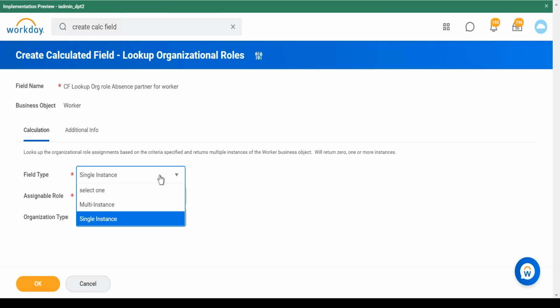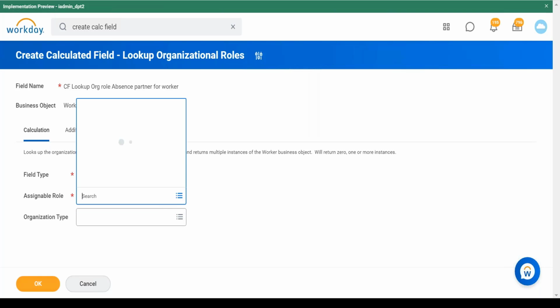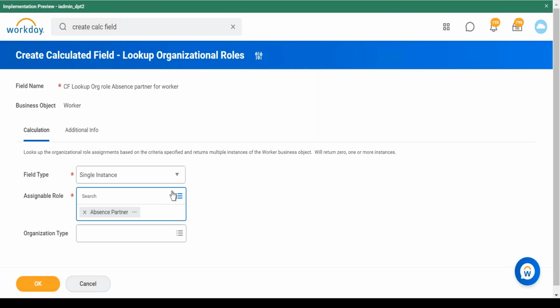Now here you can choose whether it's a multi-instance field or a single instance field. If absence partner can be assigned to more than one person, then you will choose a multi-instance field. If only one person can be an absence partner, then it'll become a single instance field. Basically, you have to figure that out by looking at the field name. So the assignable role here is absence partner. Let me see if it's a single instance or multi-instance. Yes, it's single instance. That's why it's coming here. Had it not come here, then I would have switched this to multi-instance and looked for it.